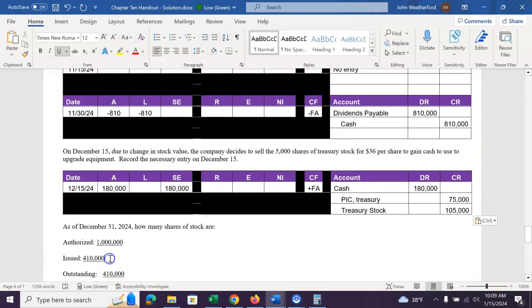So at this point, we have 410,000 shares both issued and outstanding. The only time we would have a difference in those two numbers is if the company owns treasury stock. If so, then those shares are not considered to be outstanding. They have been issued, but they're not counted as outstanding.